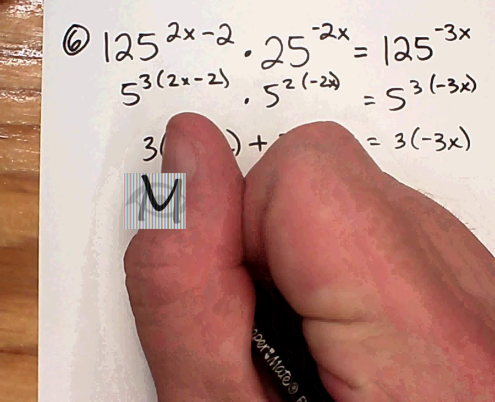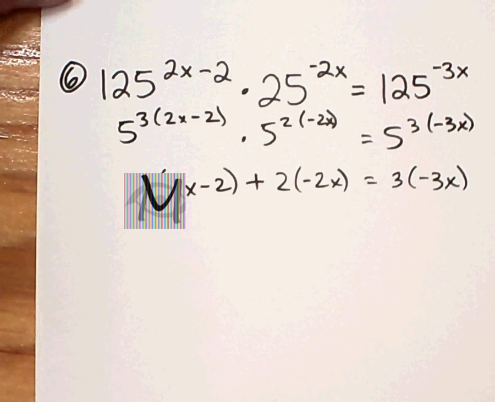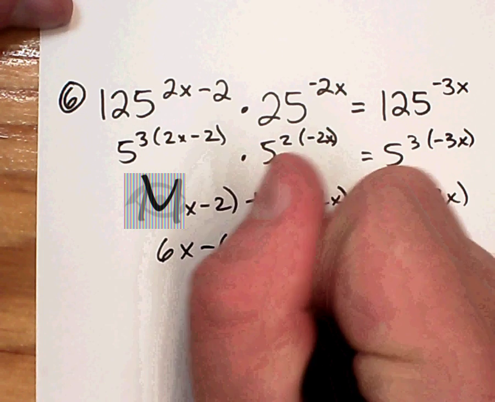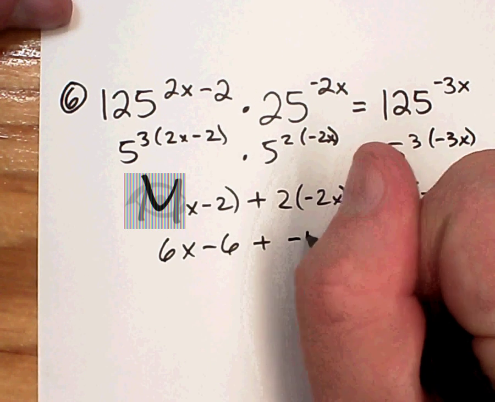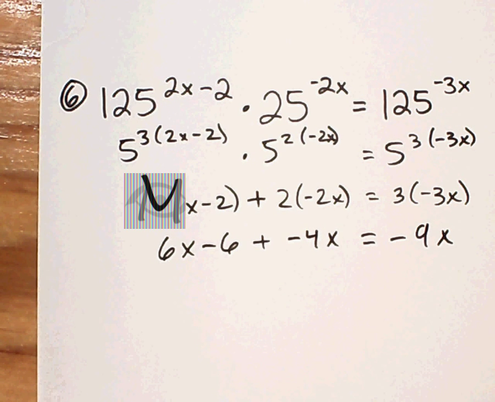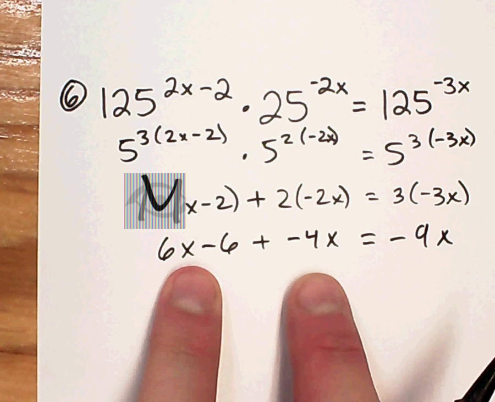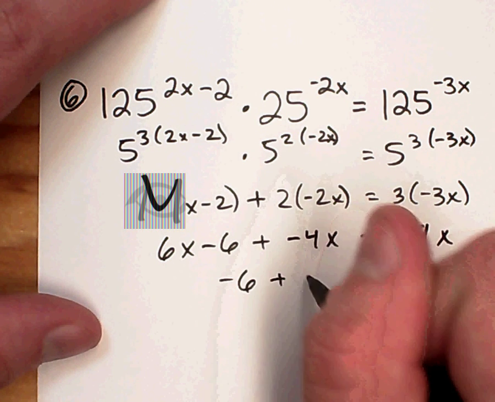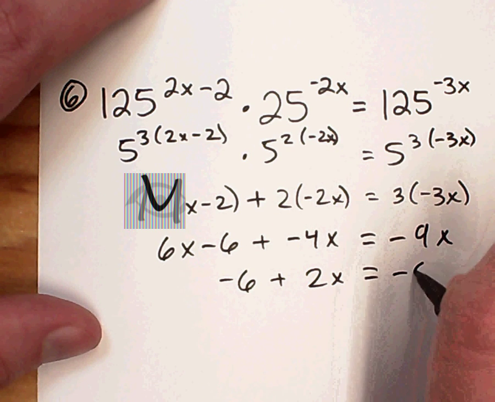So you're going to get 6x. Move this down a little bit. That's 6x minus 6 plus negative 4x is equal to negative 9x. Combine like terms here. That'll give you negative 6 plus 2x is equal to negative 9x.